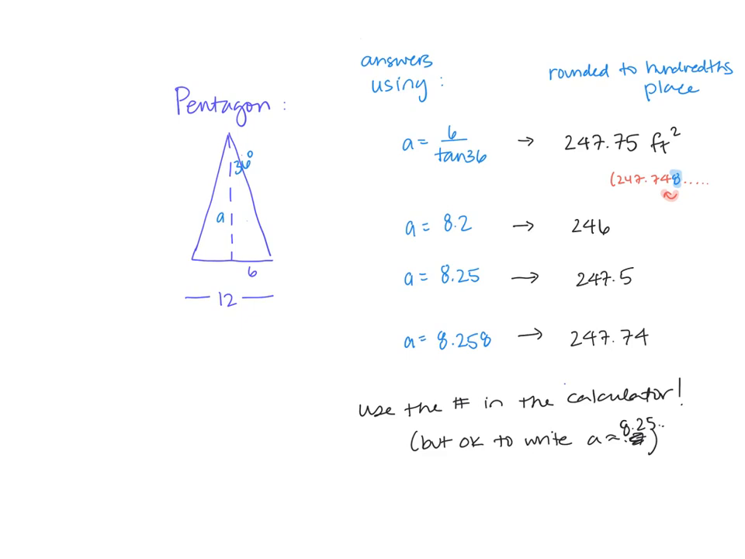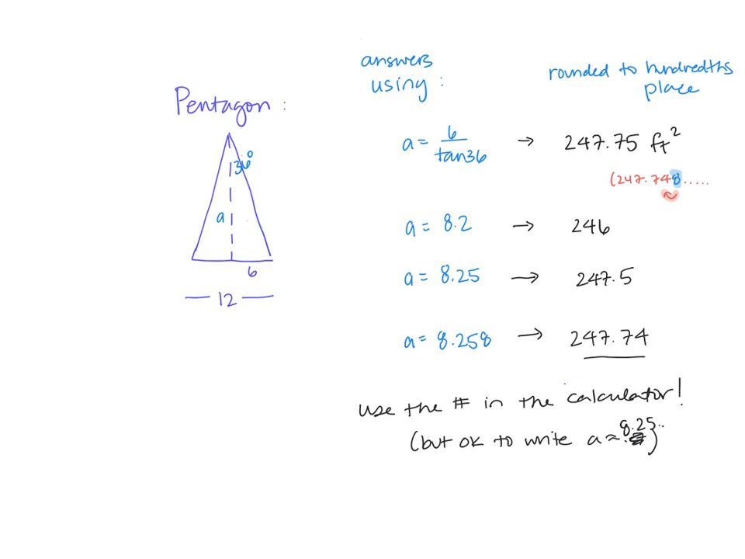So when you do that out, if we round it to the hundredths place, you get 247.75 square feet. Well, if you only used 8.2, you would say it was 246. You're off by almost 2 whole square feet, which is a lot of space. Being a little bit more accurate, 8.25, you're going to get 247.5. And then finally, if you use 3 decimal places, you get very, very close to the same number. This is what it reads in the calculator: 247.74 with the 8 behind it. So at least you're much closer.